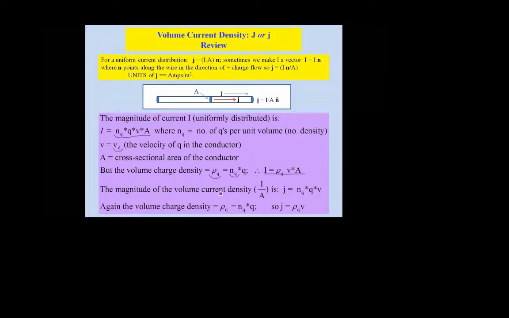So the magnitude of the volume current density, we just take any of these expressions and divide by A. So for example, if we take this current up here, divide by A, we end up with J equaling n q q v. And now if we use the volume charge density, we can replace that here, and so we'll have J is equal to the volume charge density times the velocity. I think if you think about each of these equations, it's pretty obvious that they make sense.